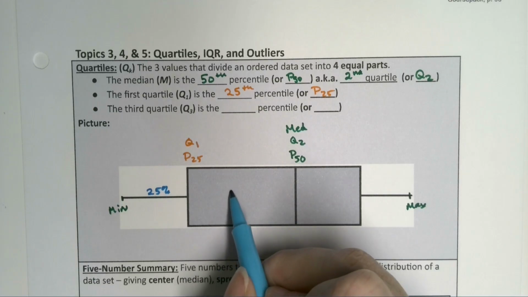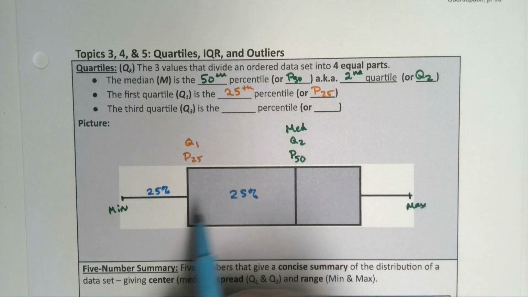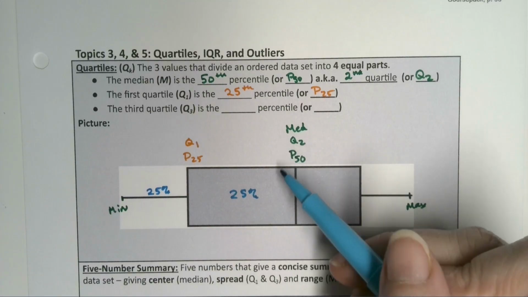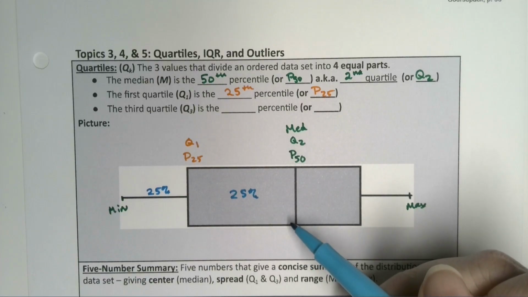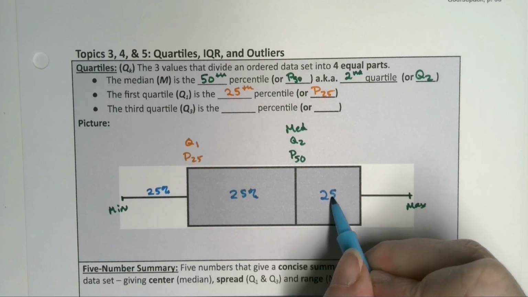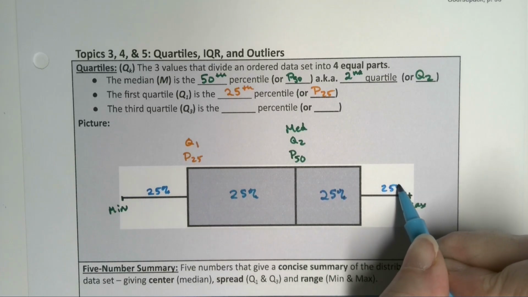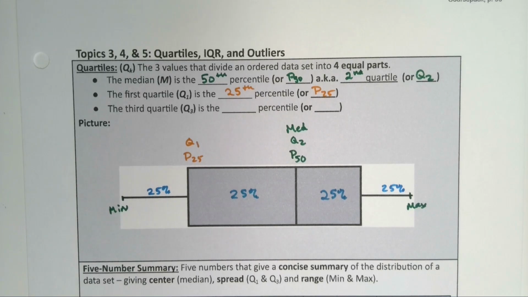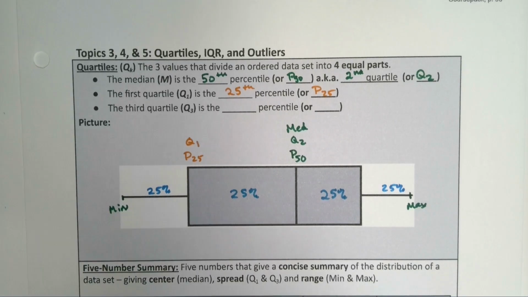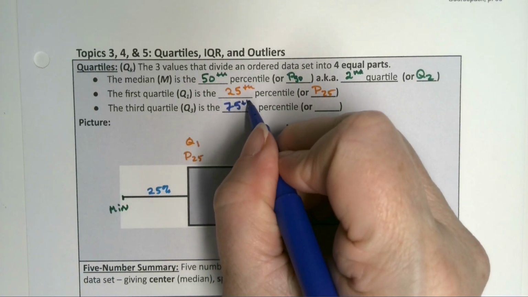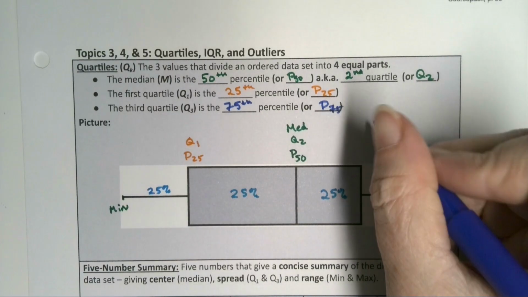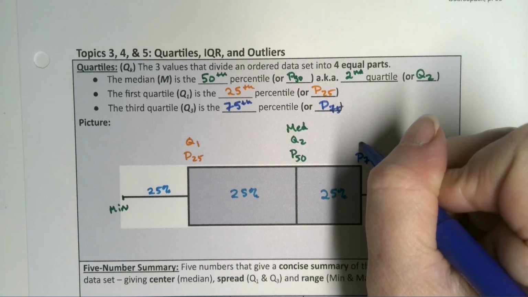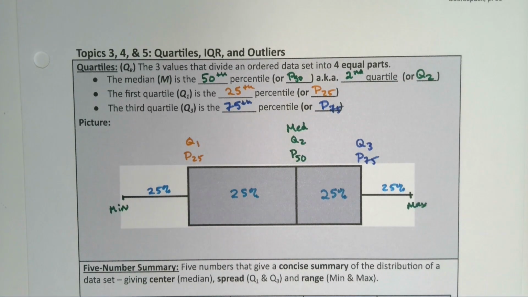And then you have 25% here in this box. 25 and 25 makes 50. So 50% is below this line. And then you have another 25% right here and another 25% right here. And then this line over here on the right is the 75th percentile, or P75, which is right here. It's the third quartile.